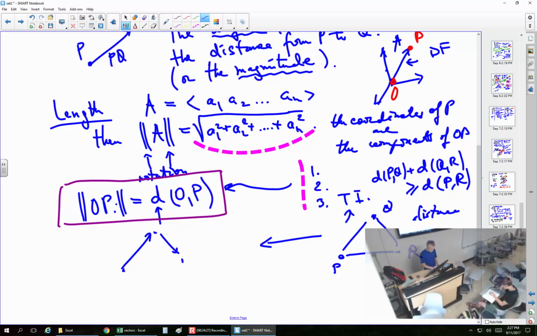Magnitude PQ plus magnitude QR is larger than or equal to magnitude of PR. But we can do more than that.